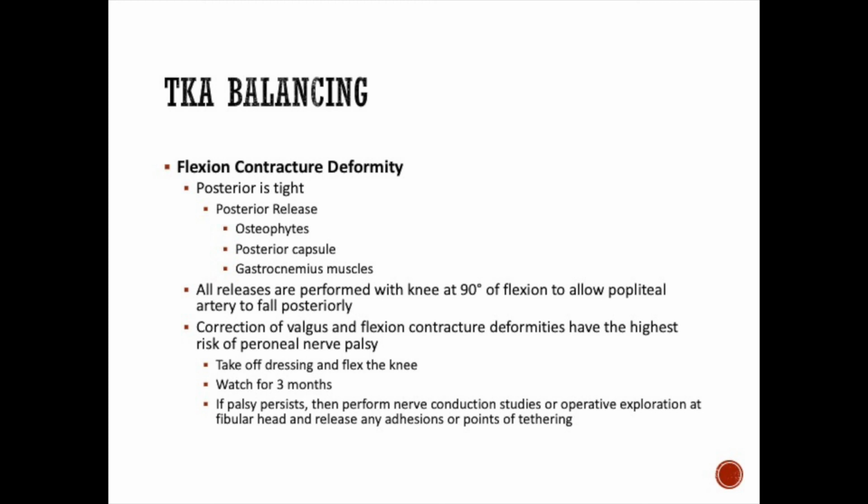All of these releases are performed with the knee at 90 degrees of flexion to allow the popliteal artery to fall posteriorly so that you don't get into it. You want to correct the varus and valgus. Correction of valgus and flexion contracture deformities have the highest risk of peroneal nerve palsy.